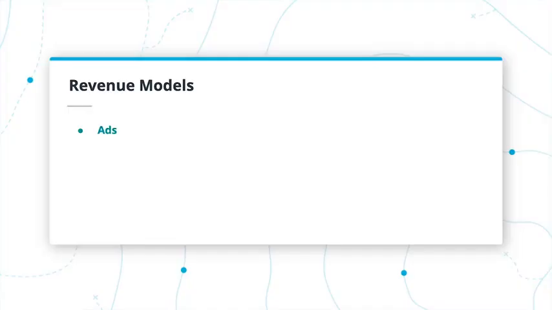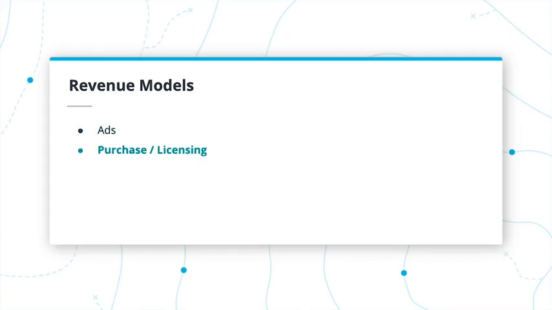Now we're going to talk a little bit about different types of revenue models, or ways that you can sell or monetize your product. There are a lot of different revenue models out there, but we're going to walk through some of the most common. Starting with ads, in which advertisers pay money in order to show relevant ads to your users.